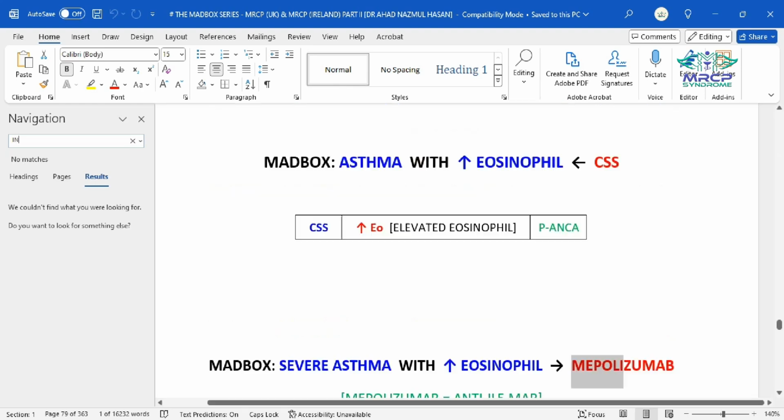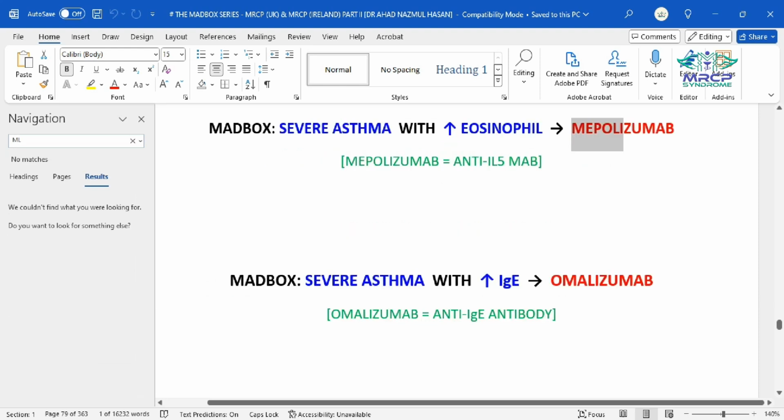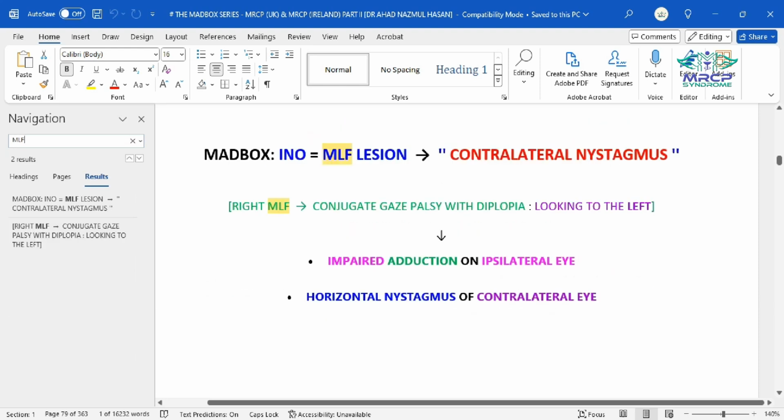So nystagmus is always contralateral. Remember this. In case of INO, in case of MLF, the nystagmus is always contralateral. The adduction failure is always unilateral. So if this is the right MLF, there would be conjugate gaze palsy with diplopia looking to the opposite side. So patient will have impaired adduction on the ipsilateral eye, horizontal nystagmus of the contralateral eye, and this is due to a lesion in the MLF, medial longitudinal fasciculus.